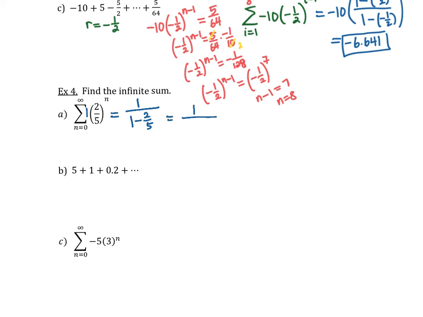Let me do a common denominator. 5/5 minus 2/5, 1 over 3/5, which gives me 5/3. Your work here could be different, but we should get 5/3, and I'm not going to round it.